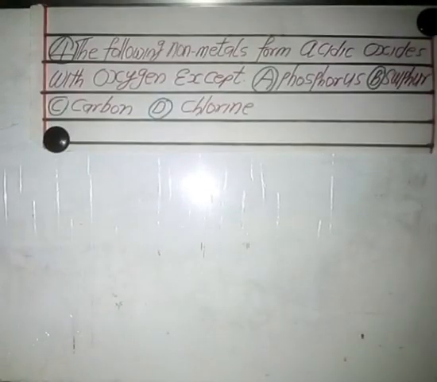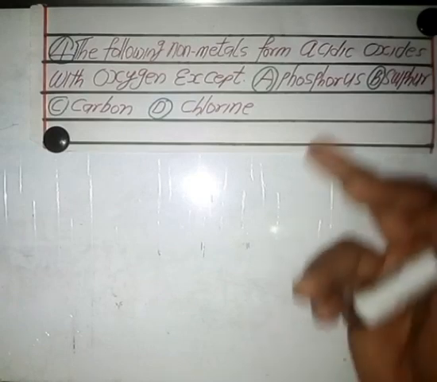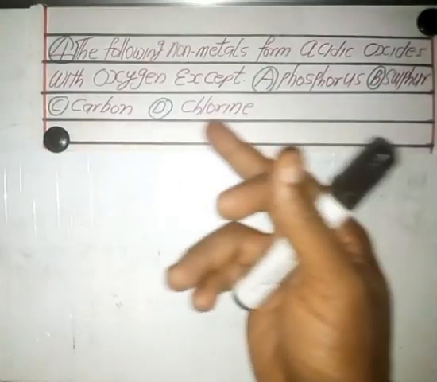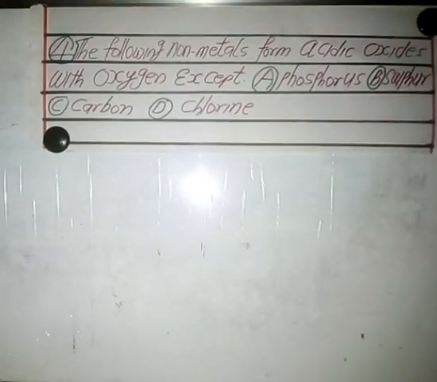Number 4. The following non-metals form acidic oxides with oxygen except we have phosphorus, sulfur, carbon, and chlorine. So your answer here is carbon.